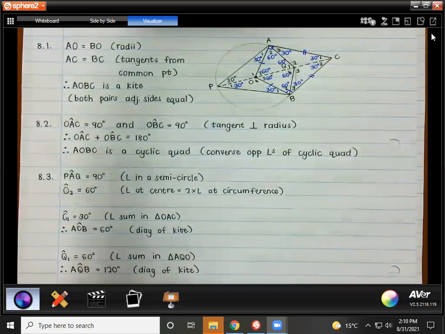Any questions on that? Did anyone do it in a different way, finding ACB? Sure, there must have been other ways. You could maybe have used opposite angles of a cyclic quad. That's fine, yeah.